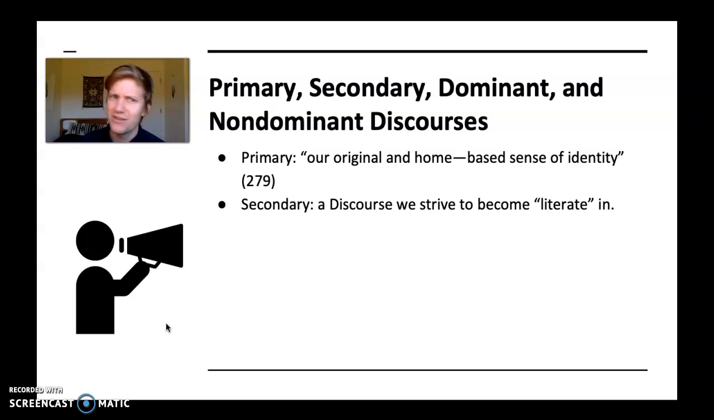So why is it a secondary discourse? Well, did you grow up making explicit arguments? Did you grow up saying, don't eat that mushroom, it's poisonous, and poisonous things will harm you, so therefore you shouldn't eat it? If you didn't, then academic discourse with a capital D is different from your primary discourse.